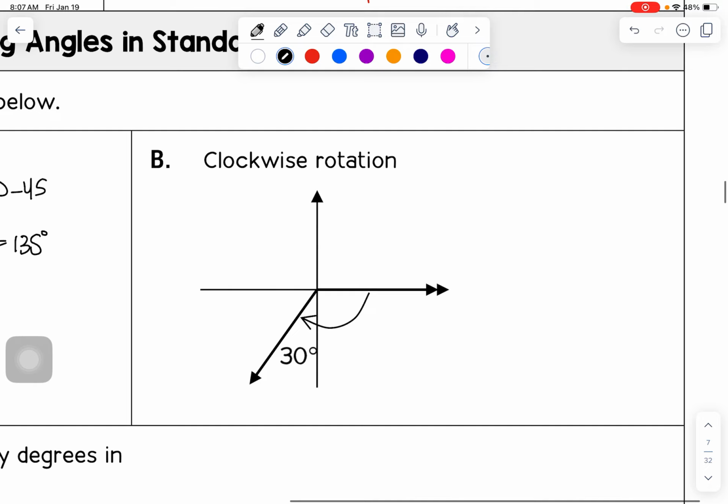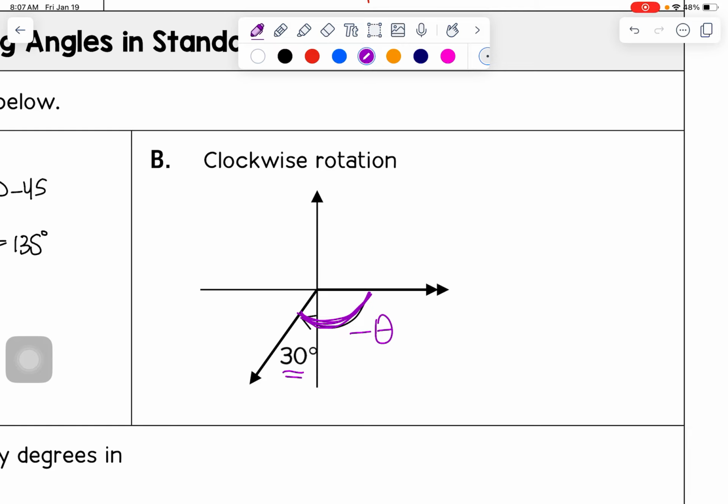A clockwise rotation would be a negative angle, so negative theta. Again, they're just giving us a reference here. That's not the actual angle. The angle is how far this arm swung the entire way from the initial side.